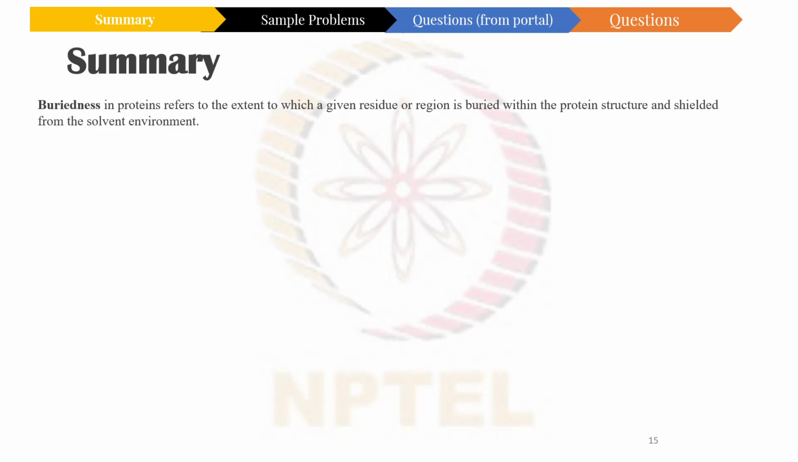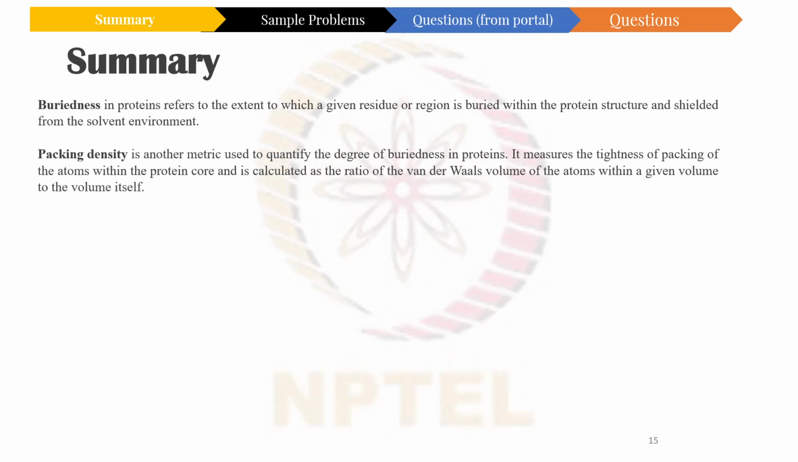It is an important structural property that can be used to predict the functional roles, interactions and stability. The degree of buriedness can be quantified using a number of different metrics including solvent accessible surface area, relative accessible surface area and packing density. Let's discuss packing density, which measures the tightness of packing of atoms within the protein core and is calculated as the ratio of the van der Waals volume of atoms within a given volume to the volume itself. So, the van der Waals volume of atoms divided by the volume of the protein.